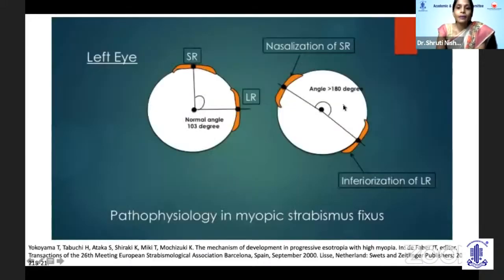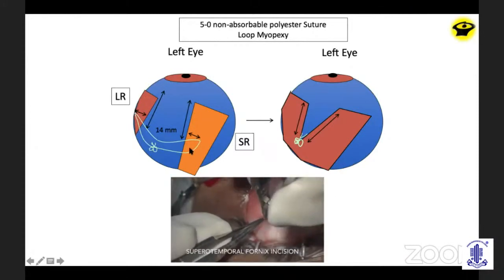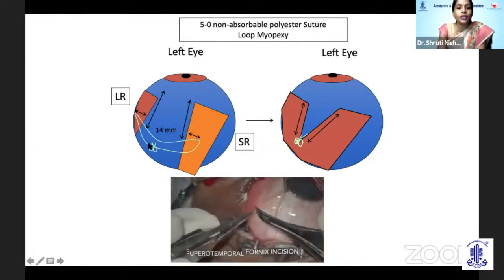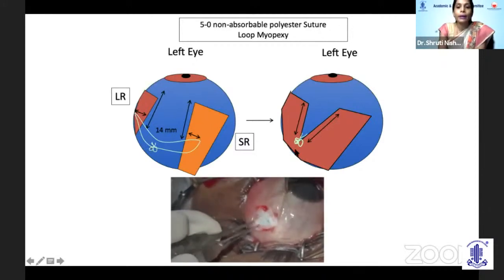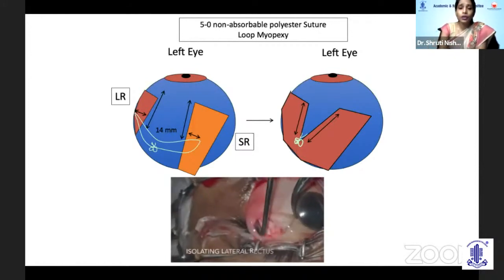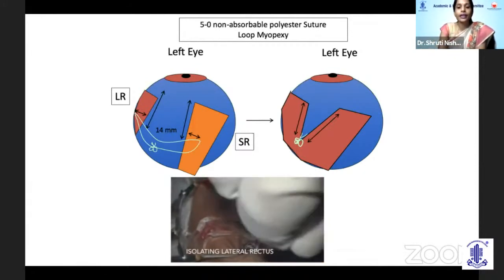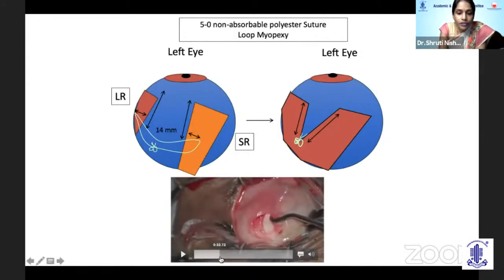What basically happens is, because the globe is so elongated, it subluxates into the temporal portion, causing a nasalization of the superior rectus and inferiorization of the lateral rectus. So what we do in the surgical procedure is we bring these two muscles, the superior and the lateral rectus, together with a non-absorbable suture around 14 mm behind the insertion. By bringing them together, we push the prolapsed globe back into the right orbital position and suture it together. So this is how the lateral rectus is being identified.